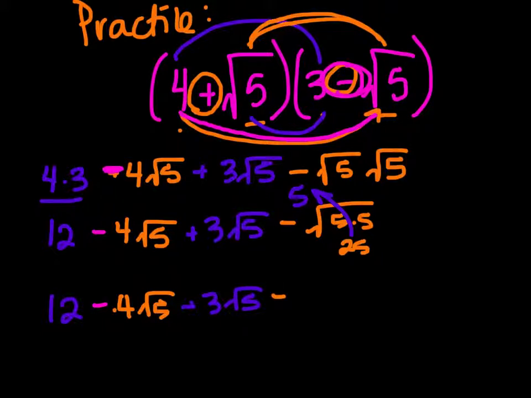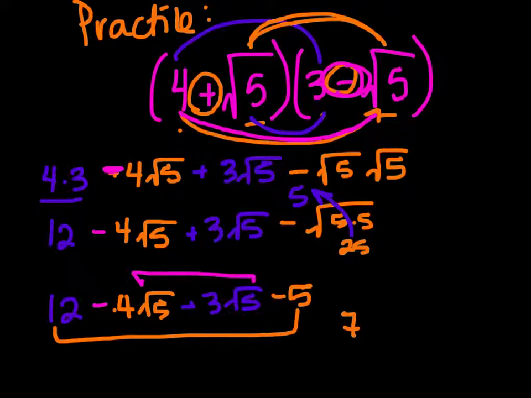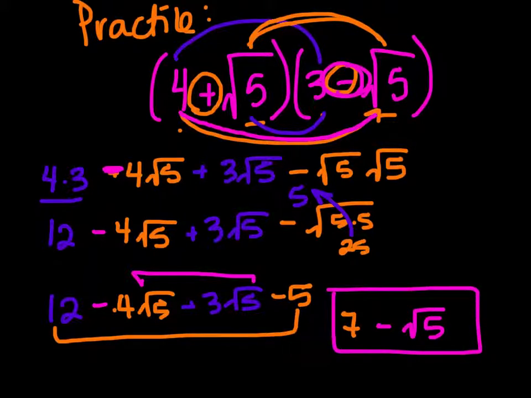Let's find our like terms. 12 and negative 5, those are like terms, so we get 7. And we have negative 4 root 5 plus 3 root 5 is negative square root 5. So 7 minus square root of 5 is our final answer for that problem.